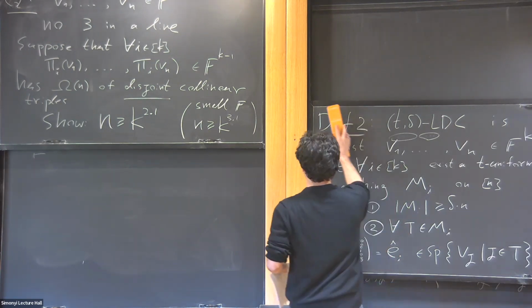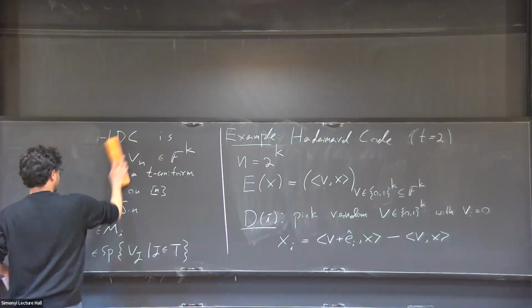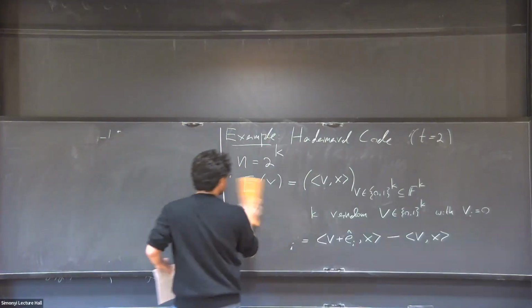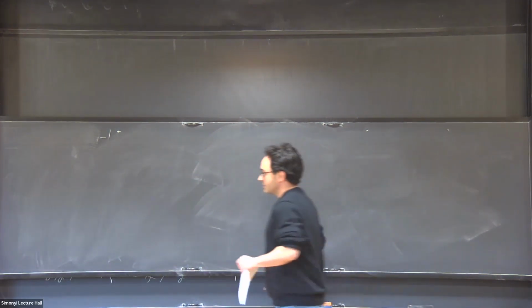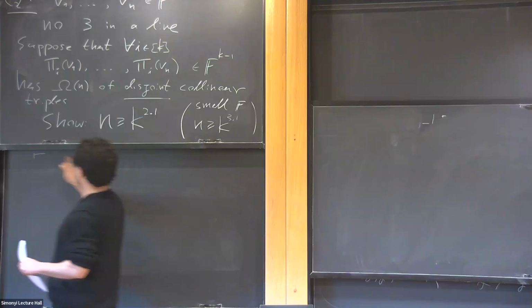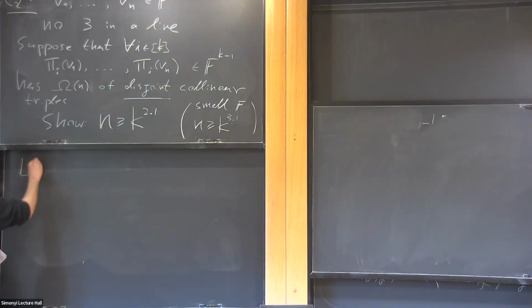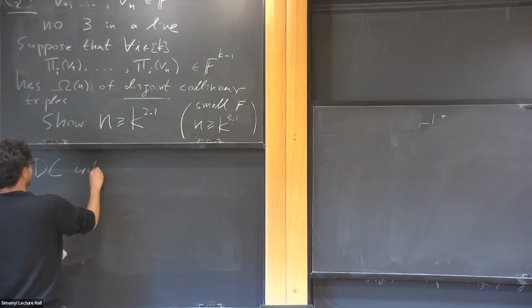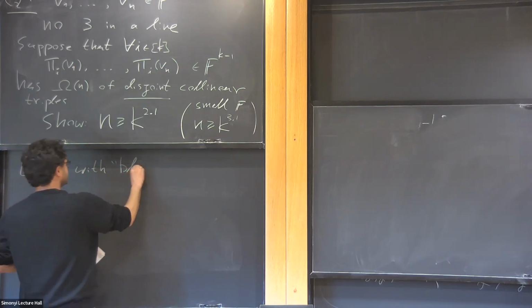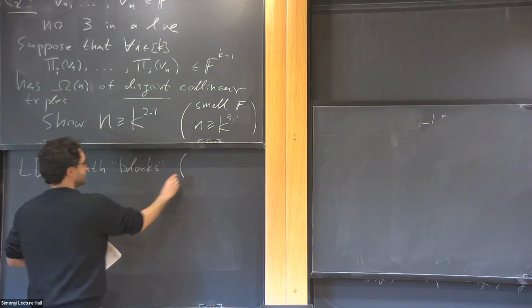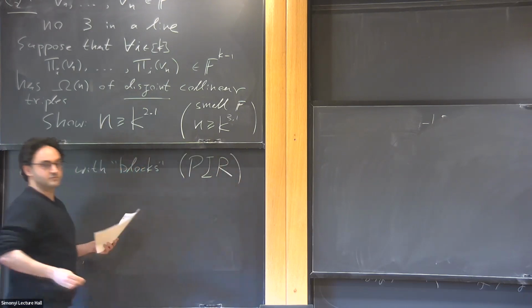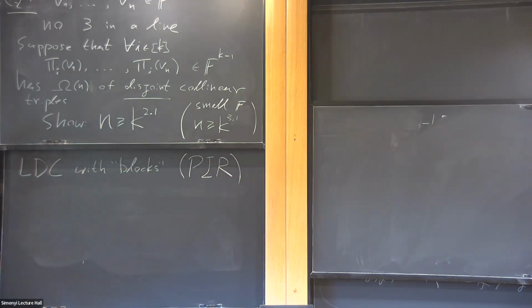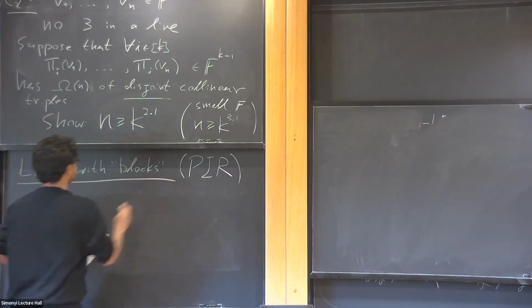Okay, I'll just write them again. So this is a variant that has, I guess, two different names. It's LDCs, locally decodable codes. And another name for this is PIR, which is private information retrieval. It sounds very applied, but let's see what it is.